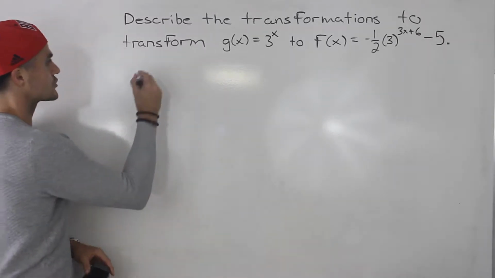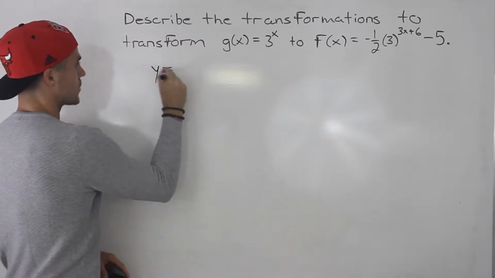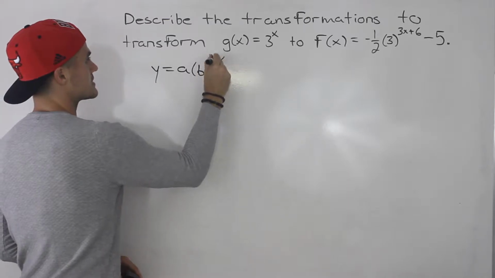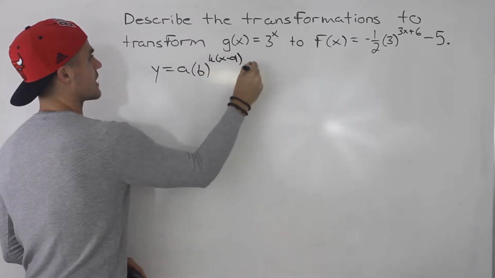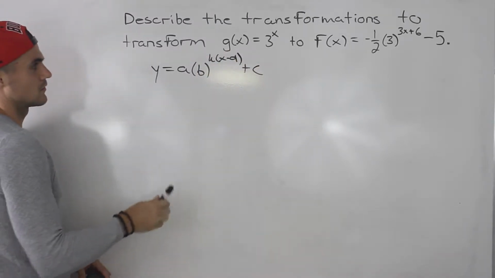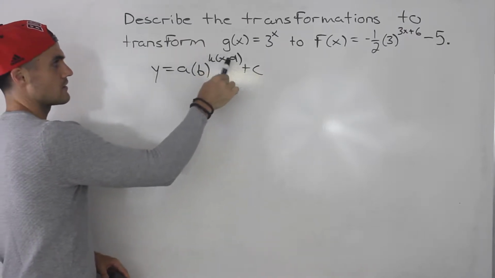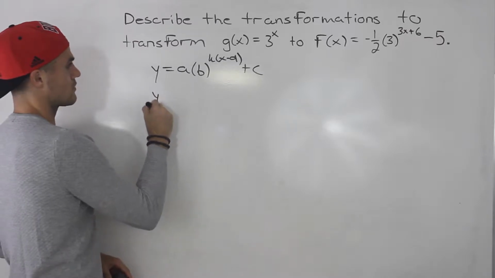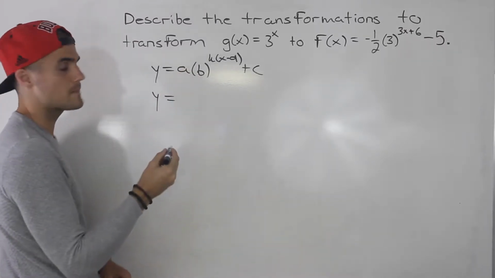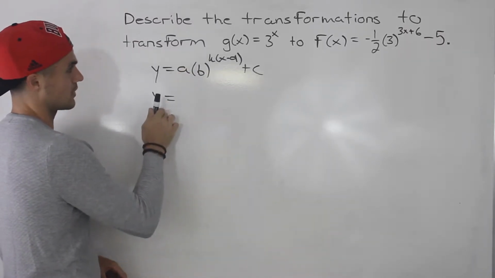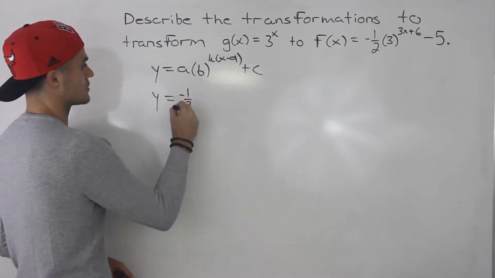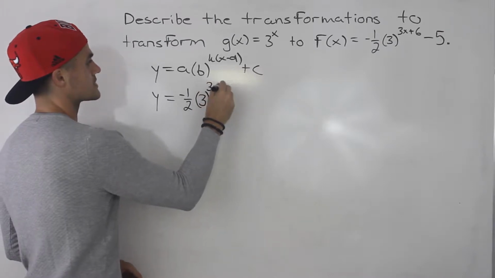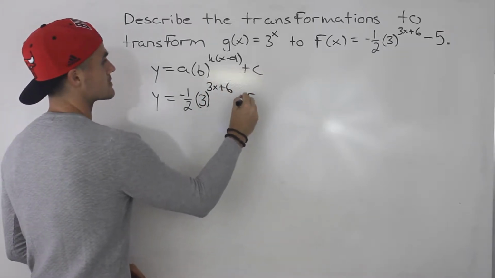Now, if you remember from the lecture videos, a transformed exponential function takes this general format. You may want to write this down here. Right? And then we can get the a value, the k value, the d value, the c value. So let's write that function that we are working with right below this general format. I'm not going to write f of x, I'm just going to write y. So we have -1/2, 3 to the power of 3x plus 6 minus 5.